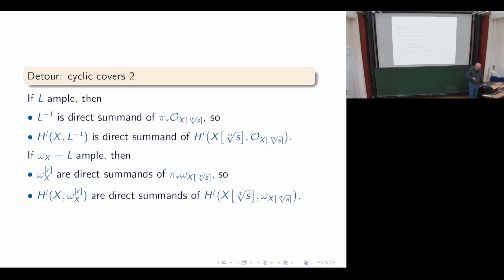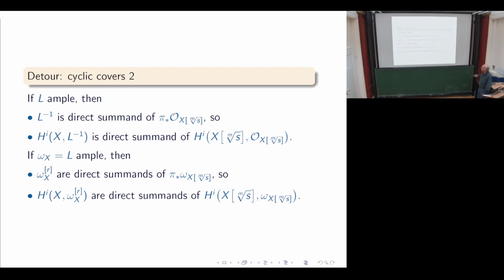Okay, and so for instance, to go back, if L is an ample line bundle, then L inverse is a direct summand of the push forward of O. So that means that this cohomology group is just a direct summand of it. And so if you imagine now X or L varies in a family, then if I can prove that the dimensions of the cohomology groups of these are independent, it also implies that the dimensions of these do not change if I move in my family.